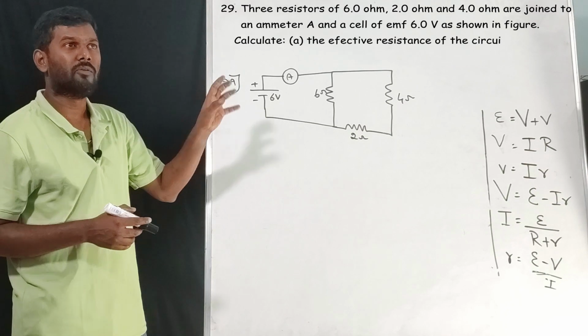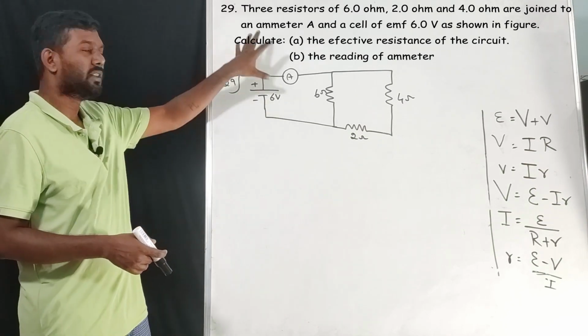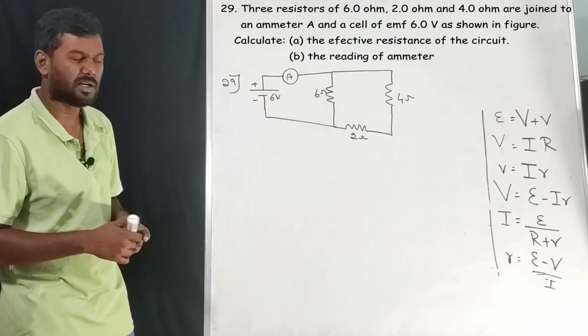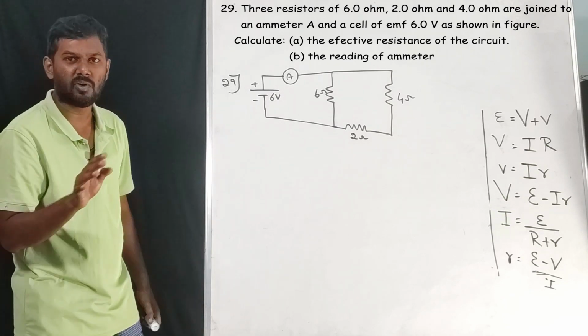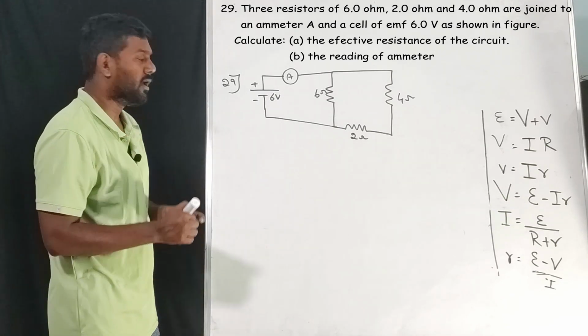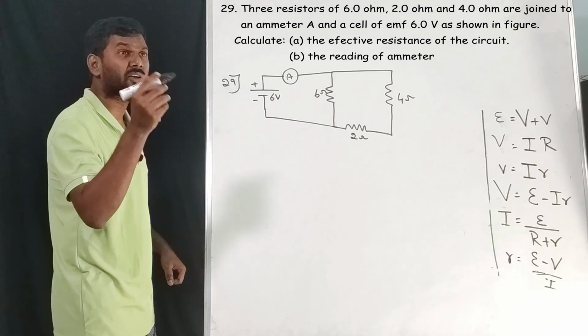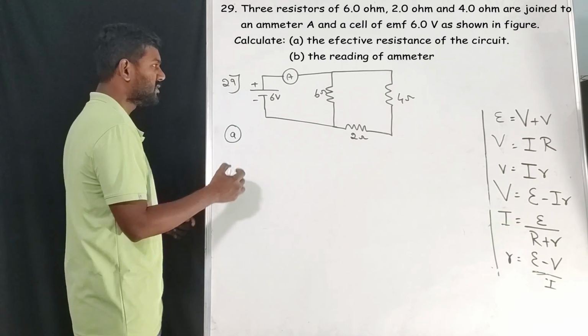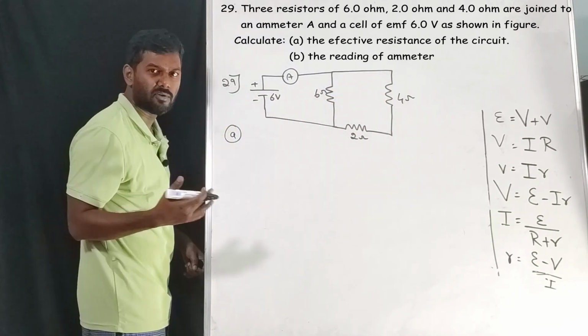Question number 29. See, this is the diagram. We don't have to read the question because they have explained how the diagram works. That's it. What are the values they have given in the diagram? That is what they have explained. Okay, listen, directly we'll go for question number A. A, we have to find the effective resistance of the circuit. Effective resistance means total resistance or equivalent resistance.